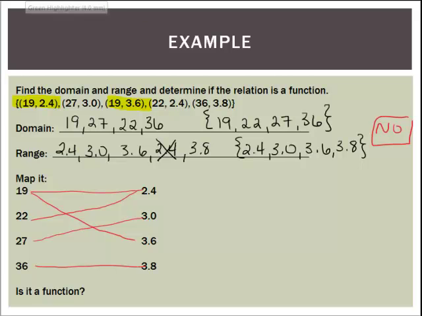The reason we know it's not a function is because of this one here. One of our x's is mapped to two different things. It doesn't matter that a y is mapped to two different things. That's okay. You just can't have an x mapped to two different things. So, we've already determined it's not a function. We can move on to the next page.